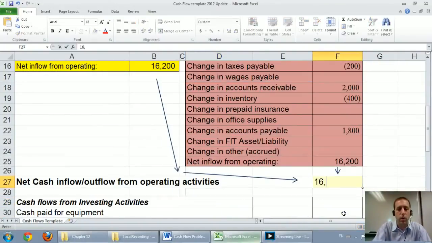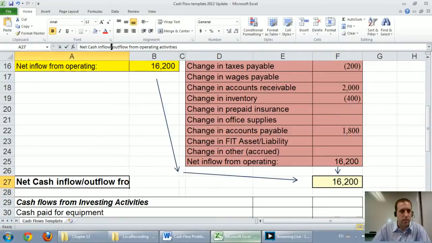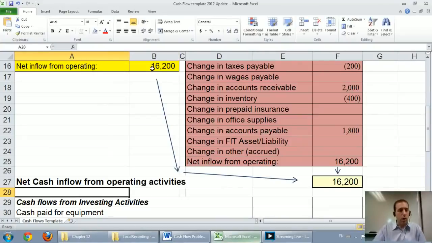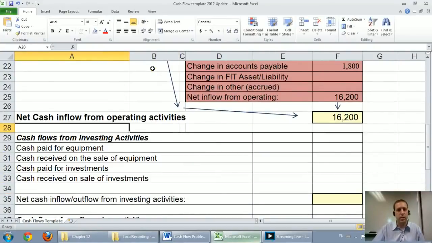So our overall inflow here is 16,200, and this is an inflow from operating activities. Now, from here on, the investing and the financing section are the same, no matter which method you choose. And again, you're just going to choose one or the other.